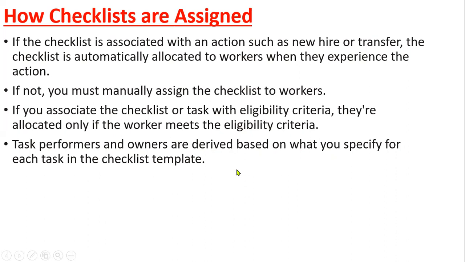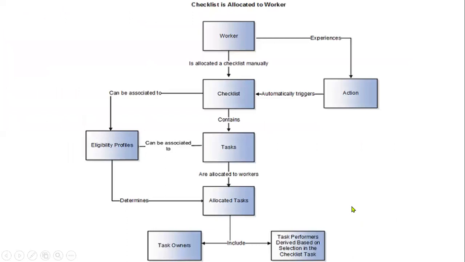So whenever we are creating the checklist, the moment when you choose the task, if at all you want to mention who has to perform the task and who is the owner of that particular task, we can specify that option at the time of creating the checklist itself. Okay. So that's how we will specify the performer and owner and assign this checklist to the employees.